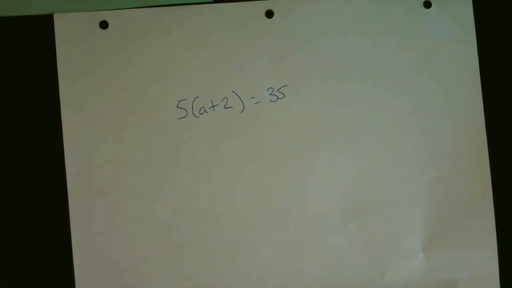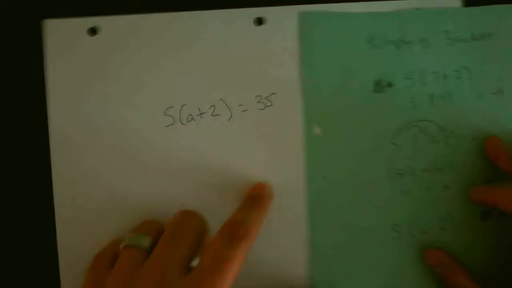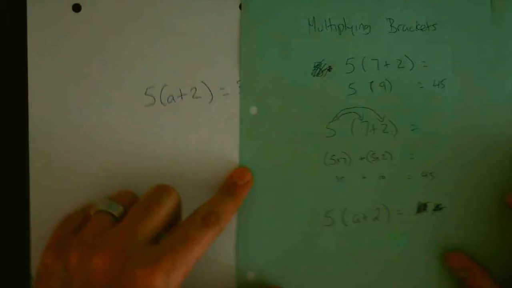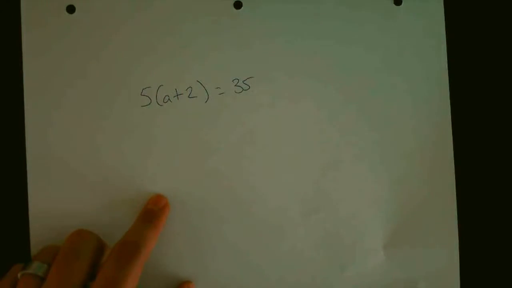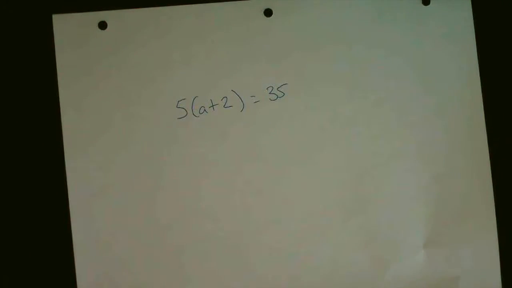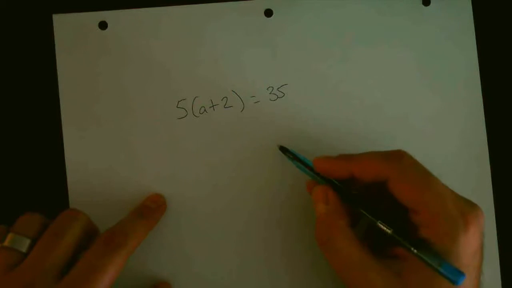So if I give you 5 bracket a plus 2 equals 35, what is my answer? Because now we're multiplying the bracket. It's a little trickier. So this was the old thing that we did here. This is the example I gave you, where you multiply each number. What will my next line look like? Let's try this. Tahir. 5a plus 10 equals 35.